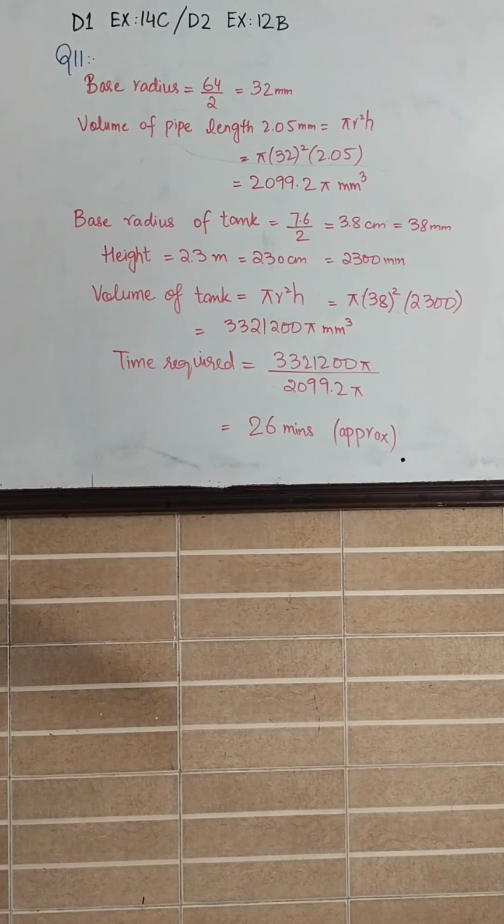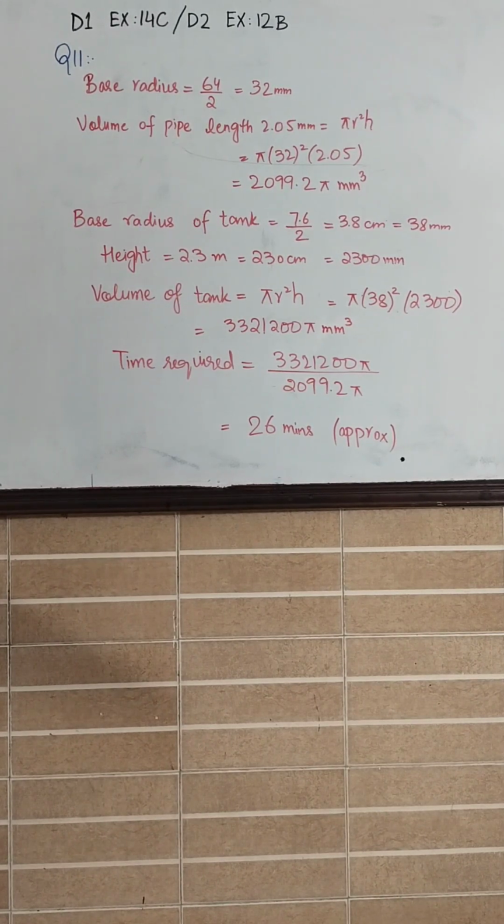This is our question number 11 from D1 exercise 14C, and from D2 this question is from exercise 12B. Now look at the question first. In question number 11, the statement is: a pipe of diameter 64 mm discharges water at the rate of 2.05 mm per second into an empty cylindrical tank of diameter 7.6 cm and height 2.3 meter. Find the time required to fill the tank, giving your answer correct to nearest minute.